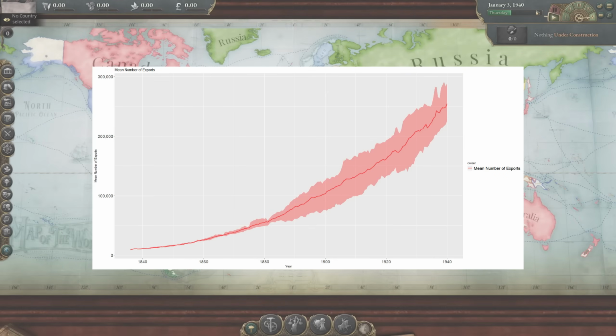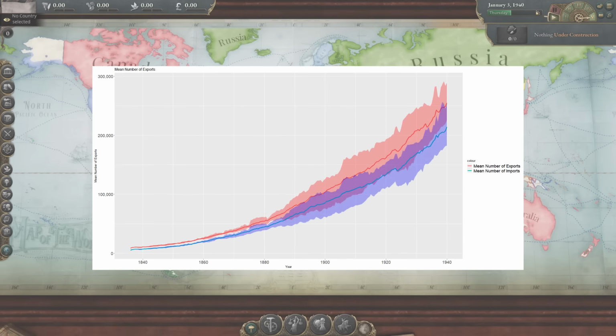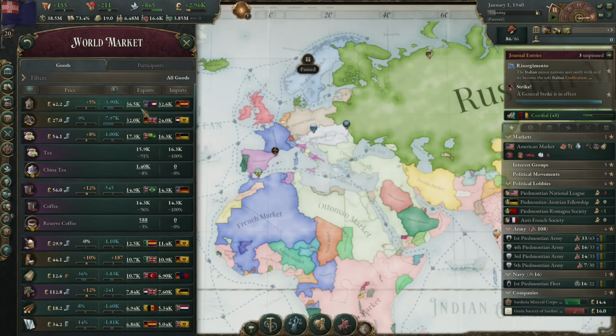This graph shows the total number of exports, again as average over all 5 games. The area shows the maximal or minimal amount during any time-lapse. So we see a constant growth in exports, which is what we want. But it is getting interesting when we add the imports as well. There is a clear trend to have fewer imports than exports, which we can easily verify in-game.